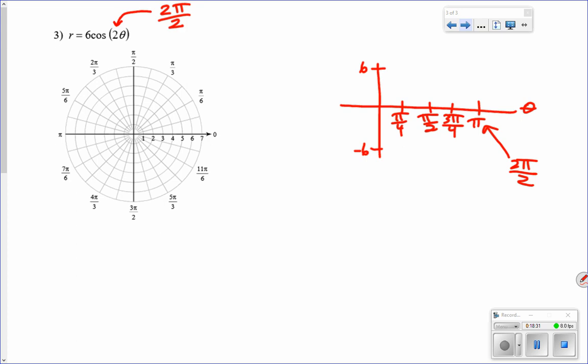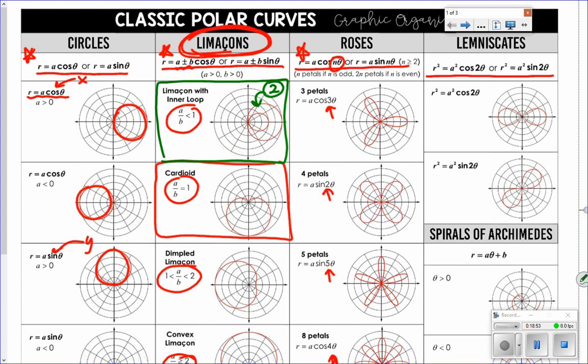Before I graph any further, one of our directions was we had to decide which curve we're graphing. So let's look at what the layout of this graph looks like. It's got a number in front that changes the amplitude, and then it's got a number in front of the angle. If I go back to my classic polar curve page, it looks most like that rose situation. And so I know that the angle in front is going to change the number of flowers, or petals, that I get. And that will be decided by the way the graph looks.